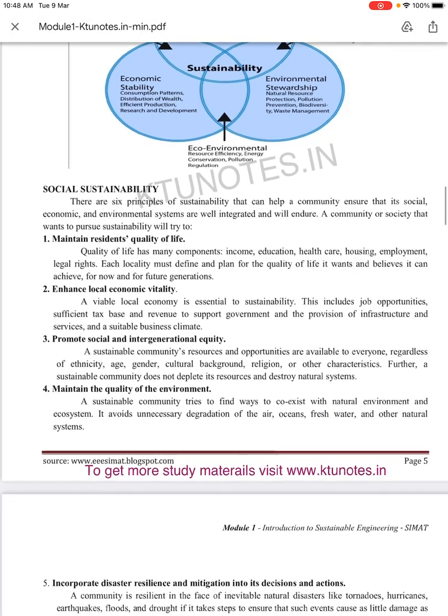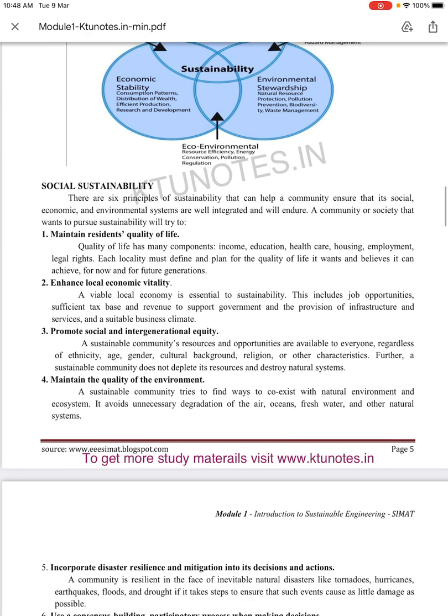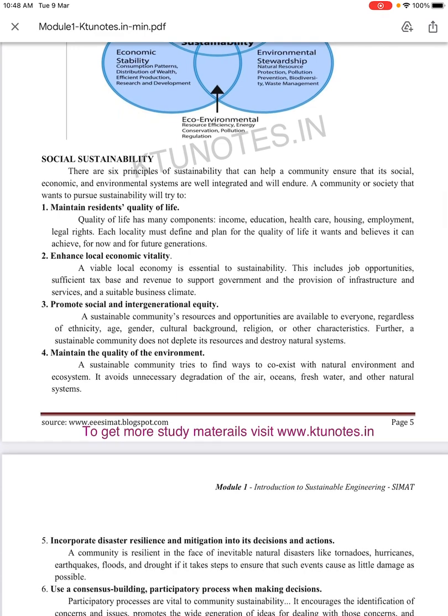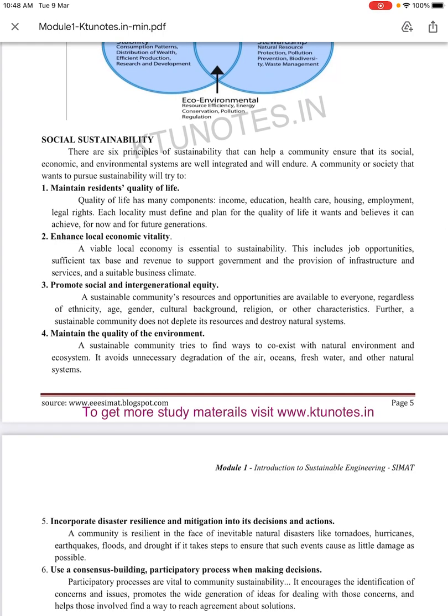So the social sustainability, that's mainly discussing the following points. There are 6 principles of sustainability that can help a community to ensure that its social, economic, and environmental systems are well integrated and will endure. First is maintain residents' quality of life. I already said that social sustainability mainly focuses on the quality of life. That is mainly education, healthcare, housing, environment, employment, legal rights, equal rights, etc.